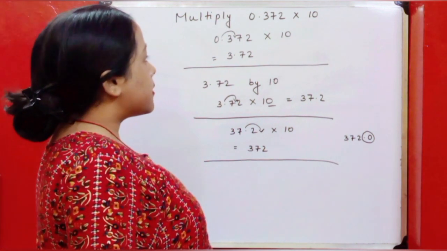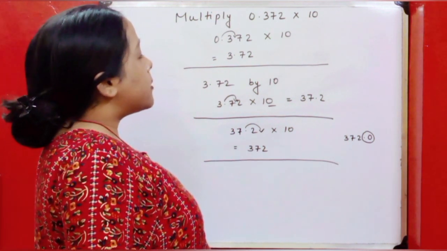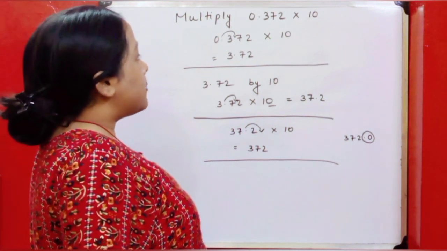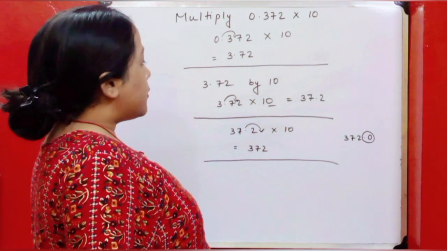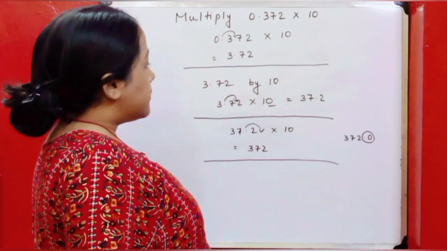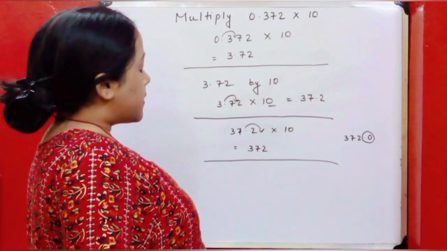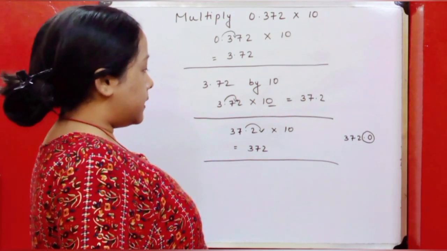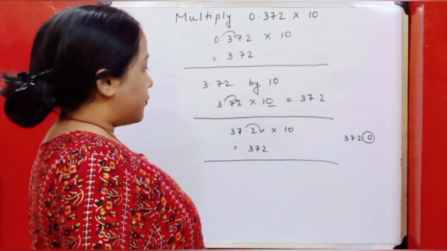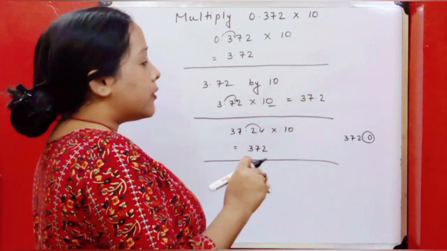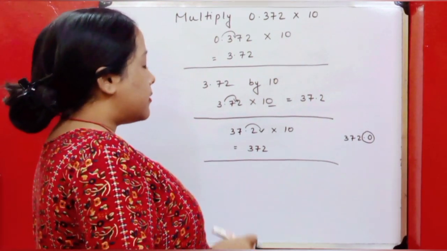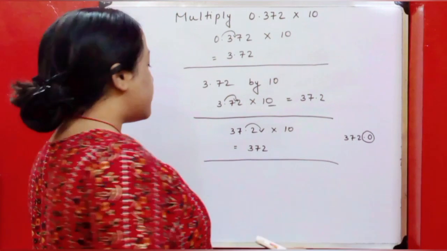Have you understood this? 0.372 multiplied by 10 is 3.72. 3.72 by 10 is 37.2. 37.2 multiplied by 10 is 372. And 372.0, but 0.0 has no value, it's meaningless. So 372 is the proper answer.